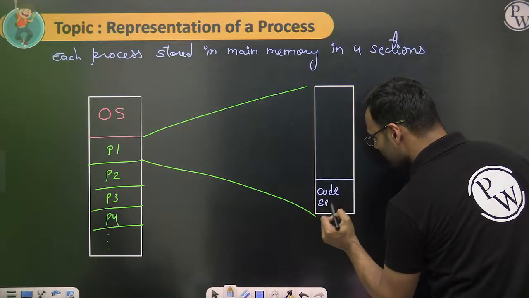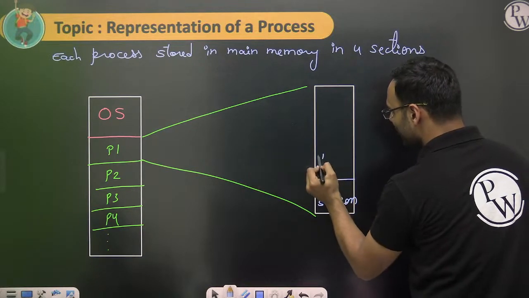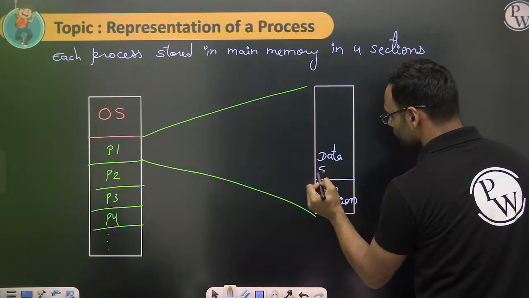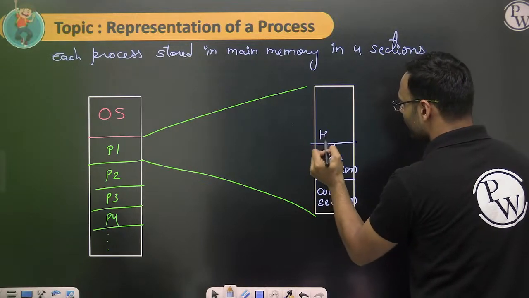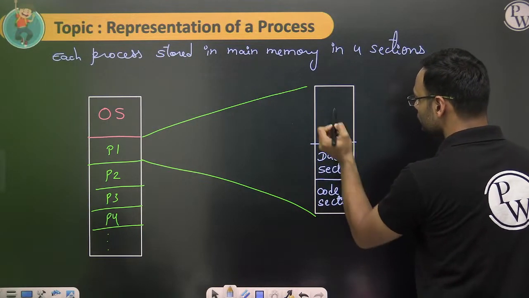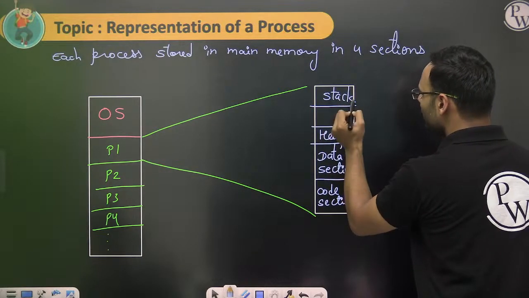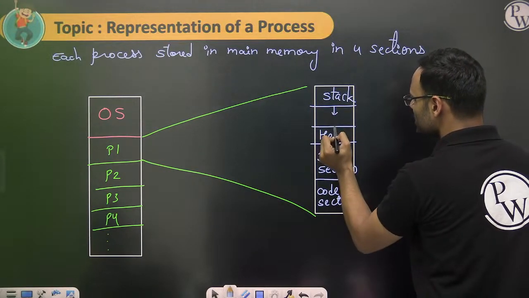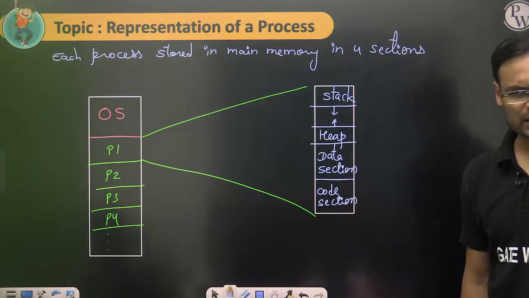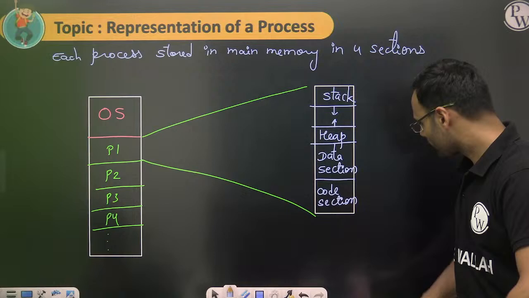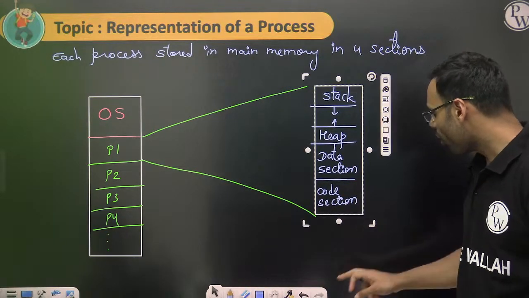Downside we have a code section. Next we will be having the data section. Then we will be having a heap. And here we have a stack. Between heap and stack, we have some empty space. At runtime, extra space can be taken from this empty space. These two are fixed.